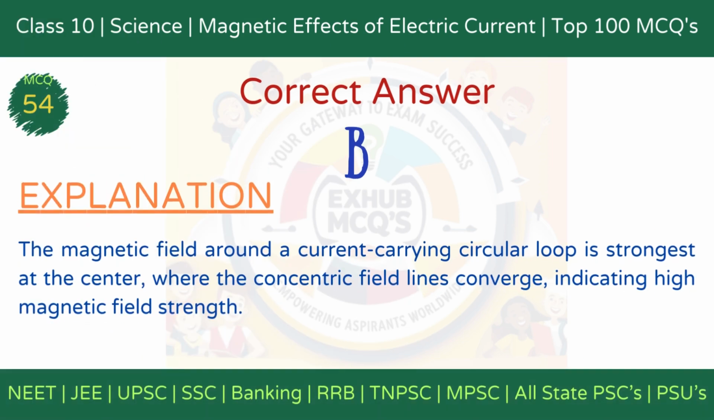The correct answer is option B, strongest at the center. Explanation: the magnetic field around a current-carrying circular loop is strongest at the center, where the concentric field lines converge, indicating high magnetic field strength.